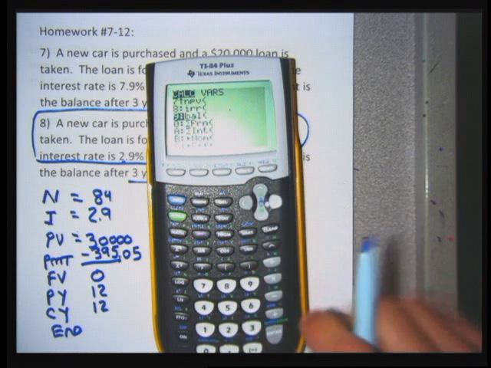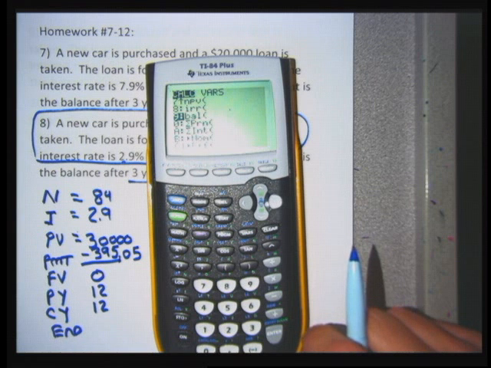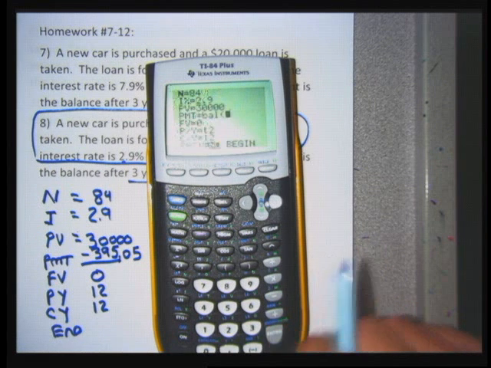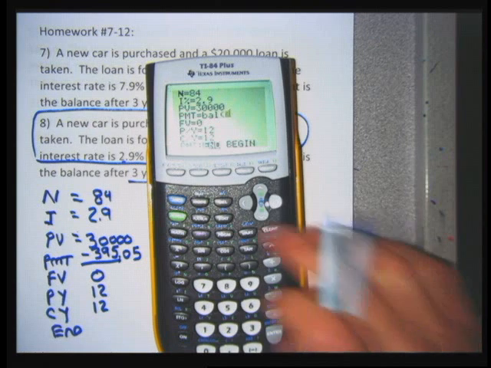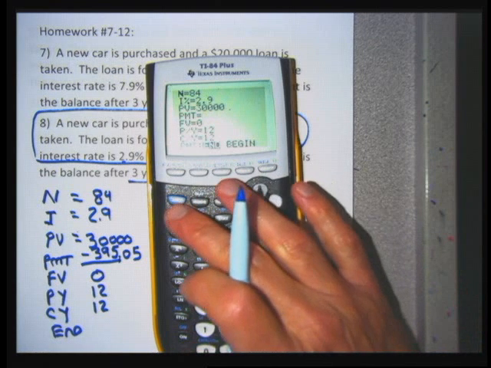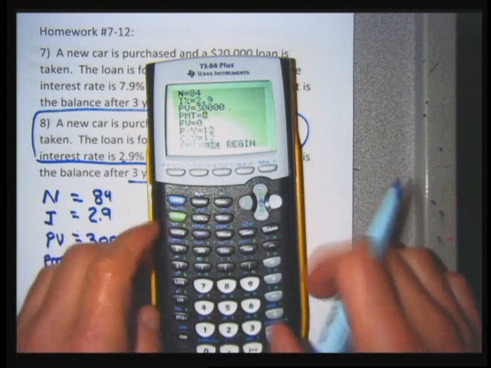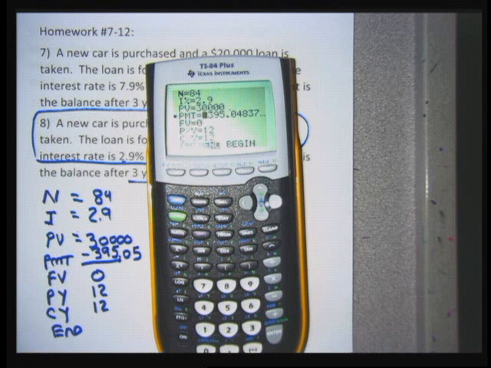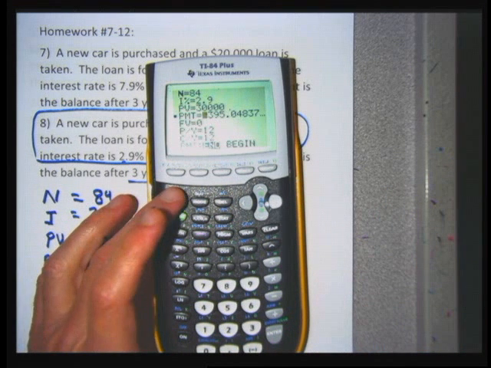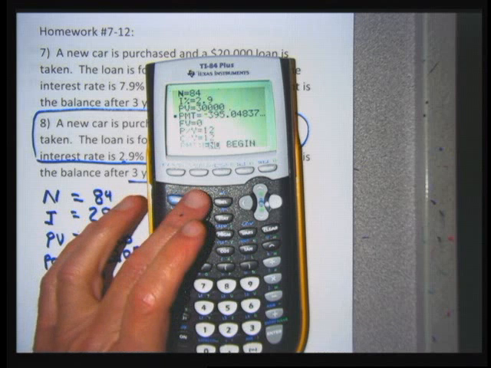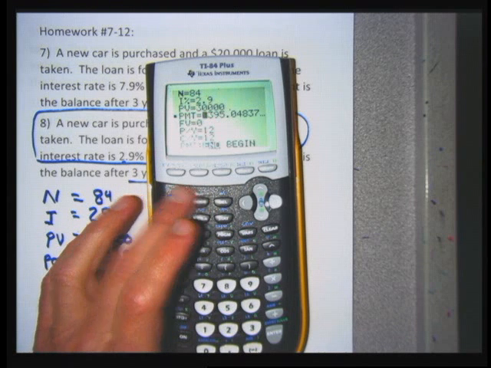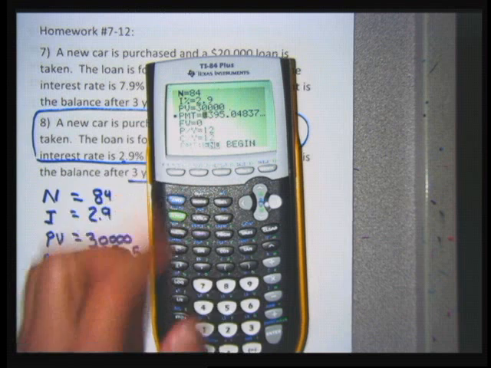Once I find BAL, I have the cursor highlighted on the BAL. I hit enter. Oh, I'm sorry, I forgot to quit out of there. Let me just get this back. I should have said I need to go second in mode. I forgot that little step, and my calculator was getting confused. So I recalculated the payment.